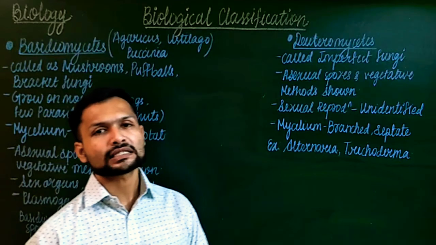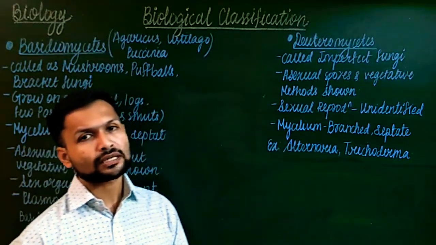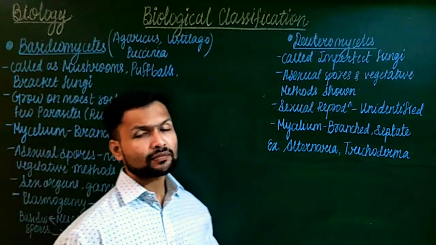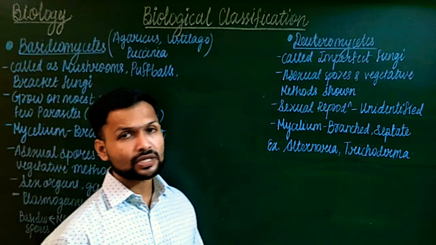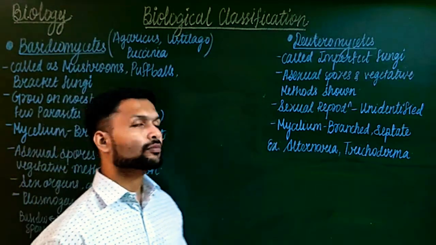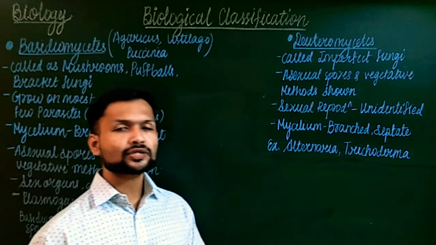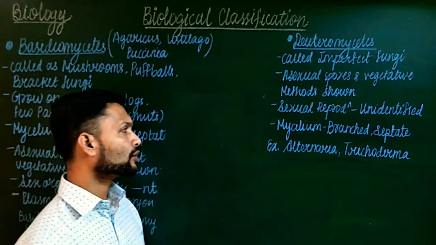That's why we are calling them imperfect fungus, and that's the reason why they are categorized into this separate class, because every organism does sexually reproduce. Even we say bacteria also sexually reproduce. So obviously these fungi can also be reproducing sexually, but it is not identified yet. So that's why this is a temporary category which has been prepared over here.